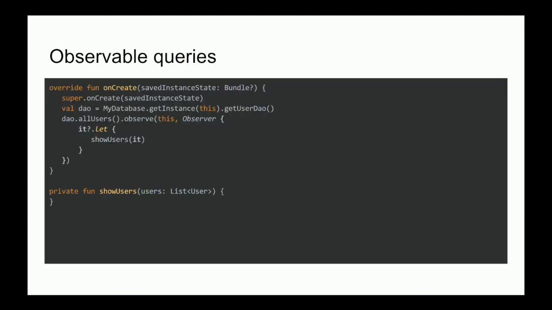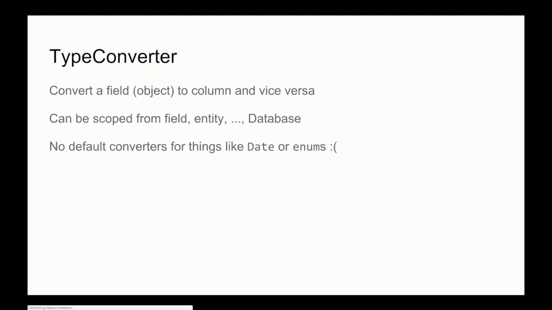And using this is pretty simple. If you're using LiveData, you just observe it in your onCreate, have some method doing whatever you want with the list of users, and it will basically give you a result of users once they are available. So this is pretty convenient.